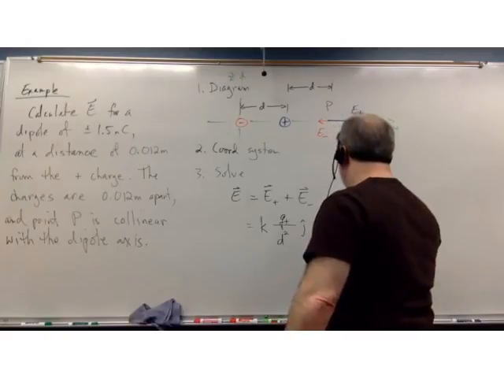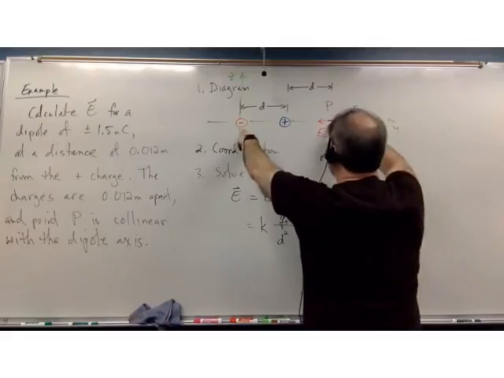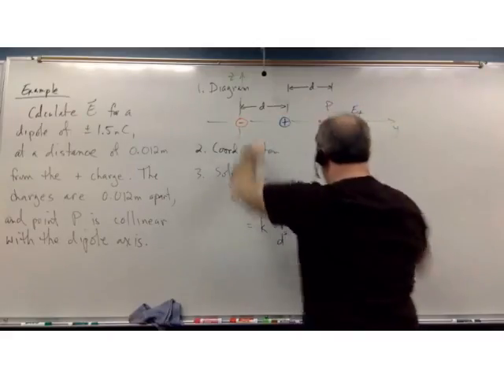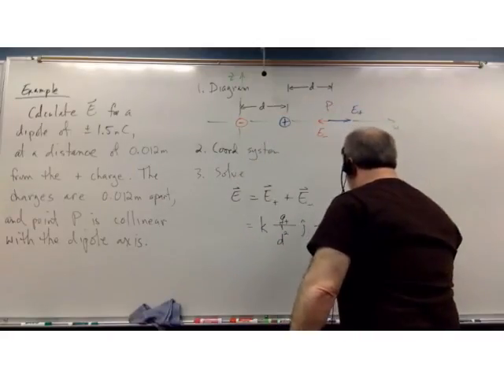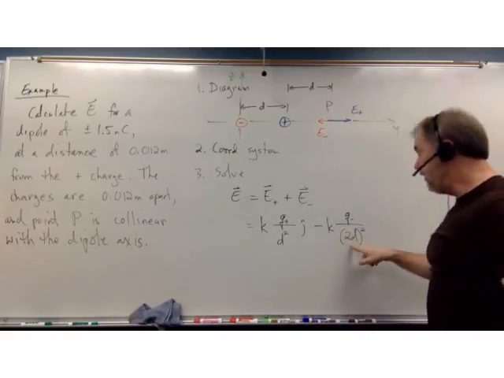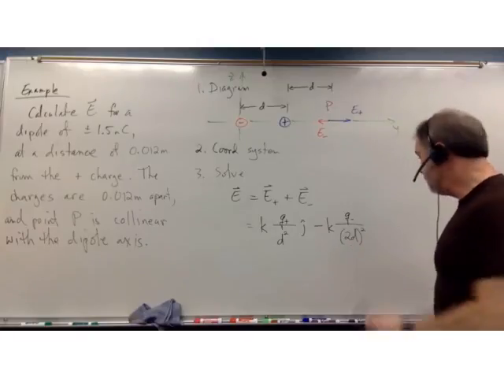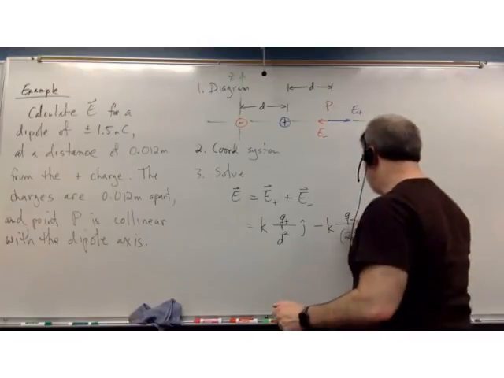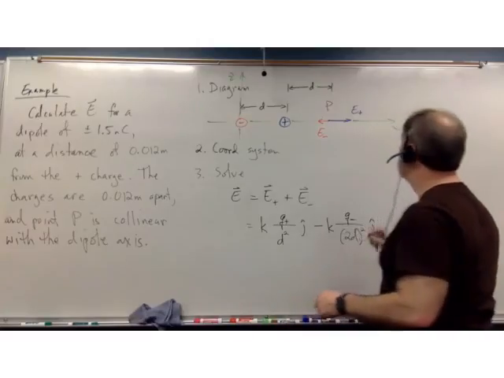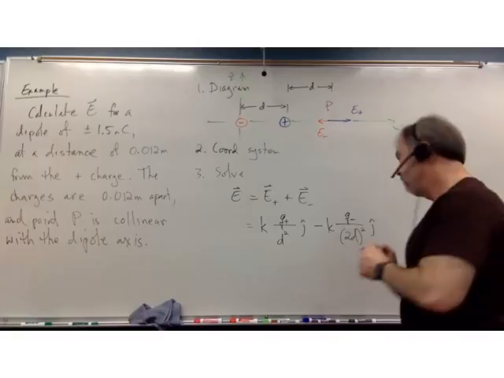K, Q minus over, now the distance that the negative charge is from the point P is D plus D, 2D, and that has got to be squared. And that is a really common source of error. You've got to square the 2 as well as the D, so don't miss that. And that's again in the horizontal direction, which I've defined to be the Y direction.